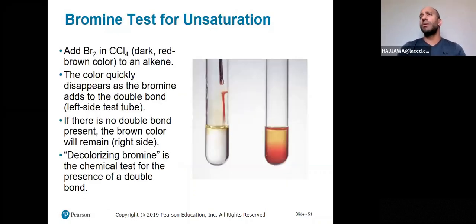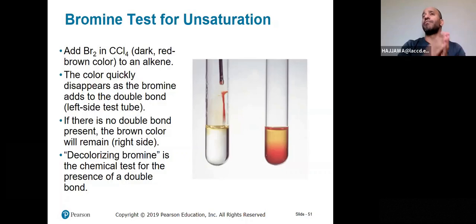The bromine test is considered to be a qualitative test. So if I have an unknown and I am suspecting whether it has an alkene or not, what do I do? I mix it with Br2. Br2 as a liquid is a brown colored liquid, or sometimes you see it deep red. So if you mix that colored liquid with an alkene and the color disappears in the test tube, that means I have a double bond that consumed the Br2.